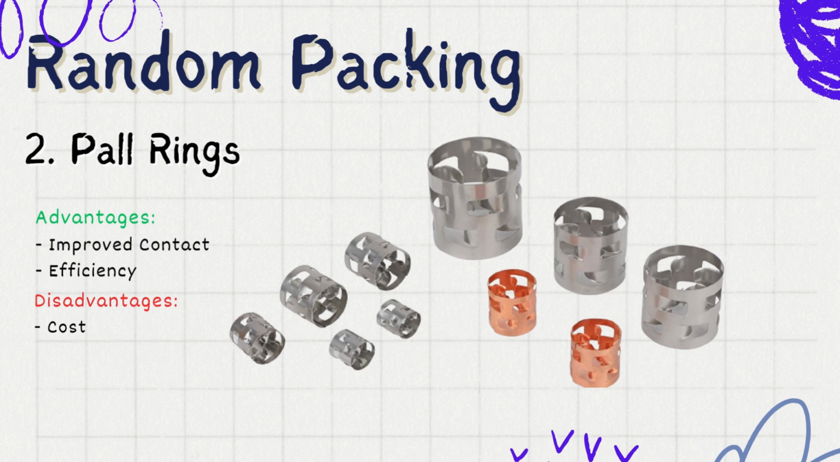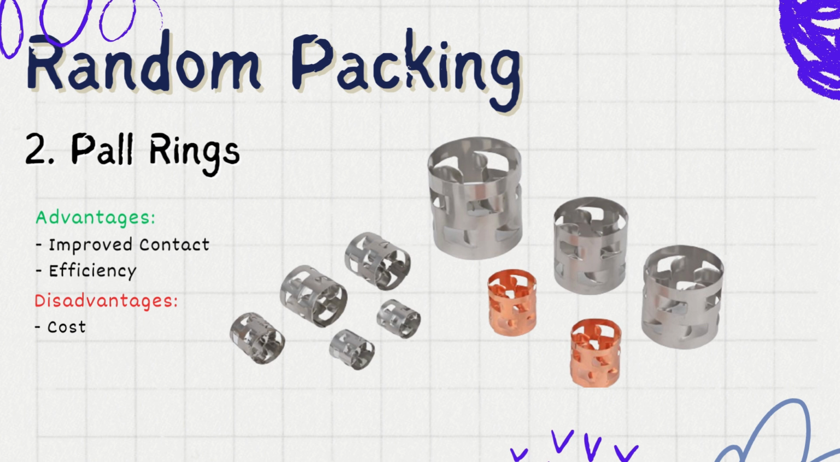Guys, they are particularly effective in applications requiring high capacity and efficiencies. Okay, so guys, ball rings are an advanced version of Raschig ring which have punched holes on their surfaces, and that is to have enhanced gas liquid contact and reduce the pressure drop compared to the Raschig ring.